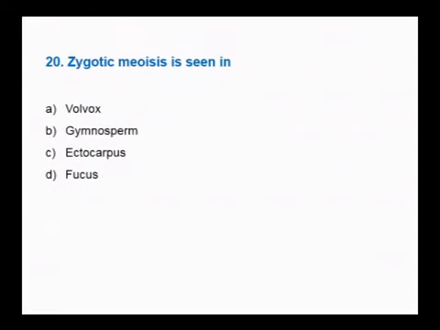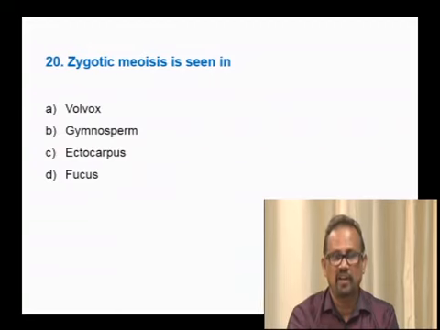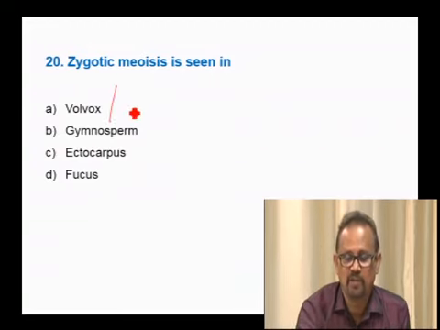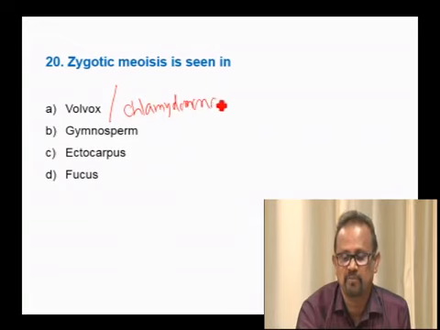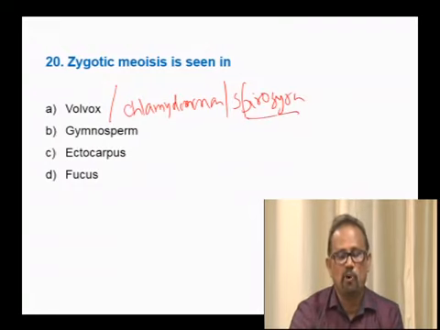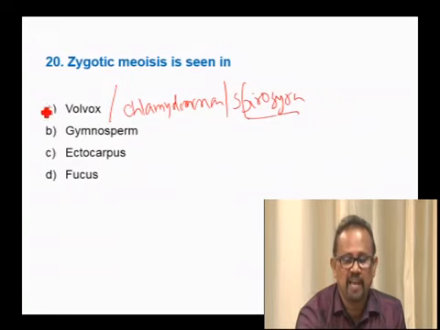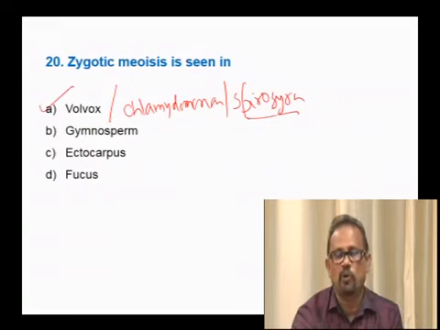We shall move on to the next question. Zygotic meiosis is seen in. Zygotic meiosis can be seen only in organisms that exhibit the haplontic life cycle. I already told you Volvox, Chlamydomonas and Spirogyra are the organisms which exhibit the haplontic life cycle. Therefore, zygotic meiosis is seen in Volvox, Chlamydomonas, Spirogyra.